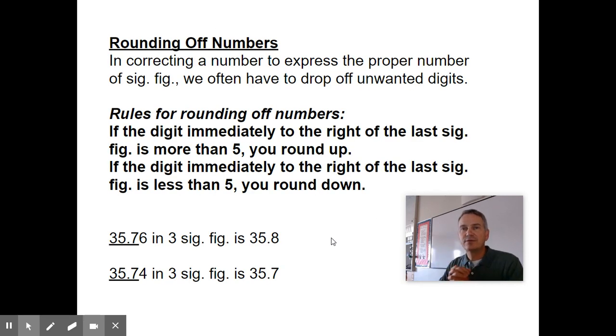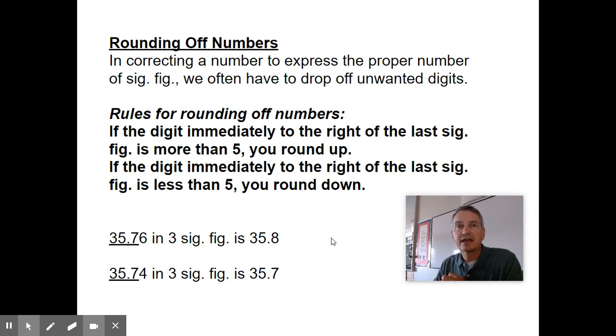Now, last thing that we need to cover before we're done is when we have to drop numbers, how do we round? Okay, so in correcting a number, if we're going to express that measurement to the proper number of significant figures, we have to drop unwanted digits. That's what we've done, okay? So the rules for rounding off: if the digit immediately to the right of the last significant figure is more than 5, you round up.